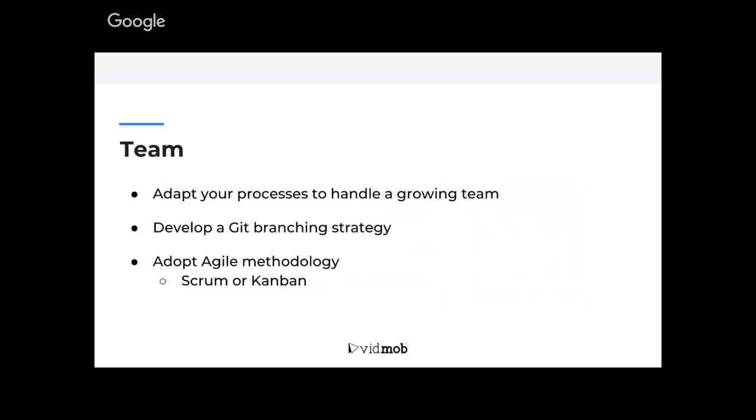As far as your team, you want to be able to adapt your processes to incorporate new team members, especially if you're starting off with one or a few people. It can be easy to get into a rhythm of just finding something, doing it, getting it done. But as you incorporate more developers into your process, developing a Git branching strategy so that you can work together on things, or you can work separately from things and maintain a stable code base that you can drive your production systems from, are all very important. And then, of course, adopting an agile methodology for how you'd split up your tasks and work with your team members, and Scrum or Kanban are great.